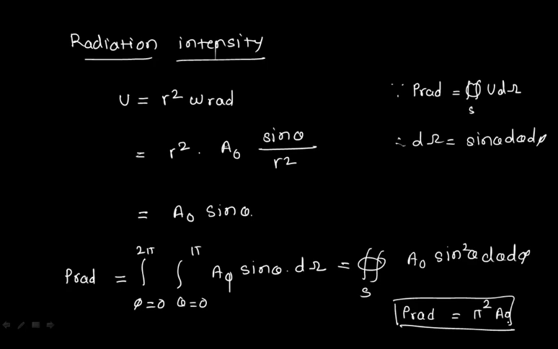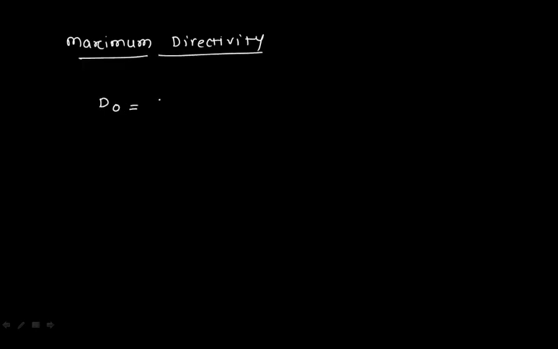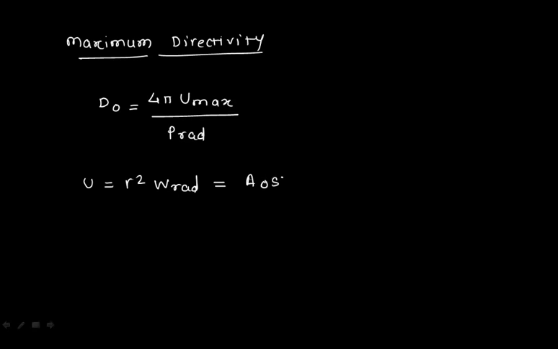Now if I'm interested in the maximum directivity, what I have calculated is the radiated power. So how can I calculate the maximum directivity for this one? So the maximum directivity here will be given by the formula D0 is equal to 4 pi U max divided by P radiated. ठीक है, so आपका U क्या होता है? U is equal to R square W radiated, which we have calculated as A0 sin theta.